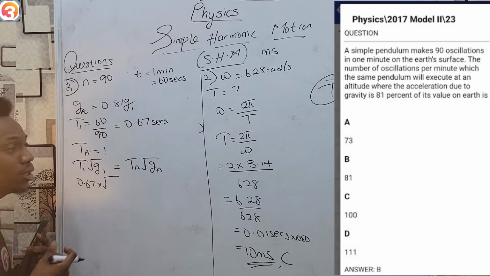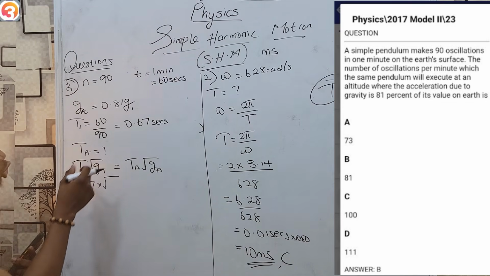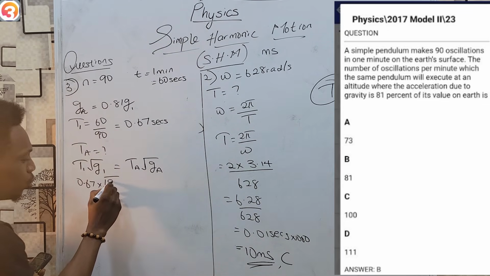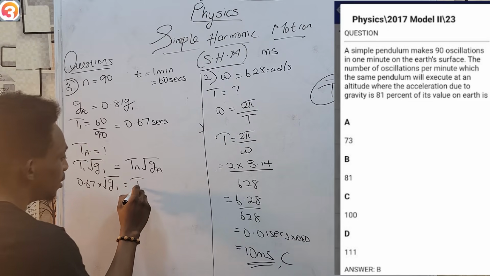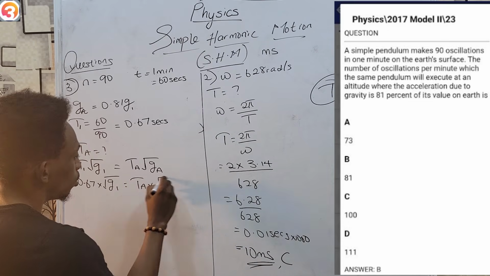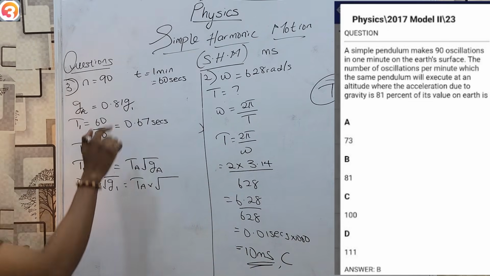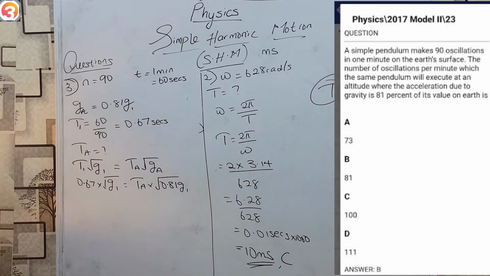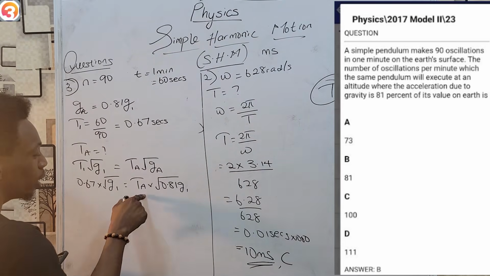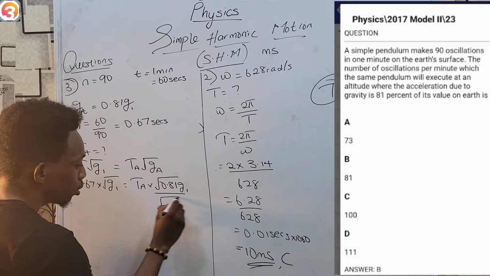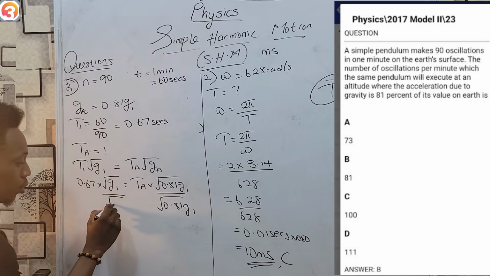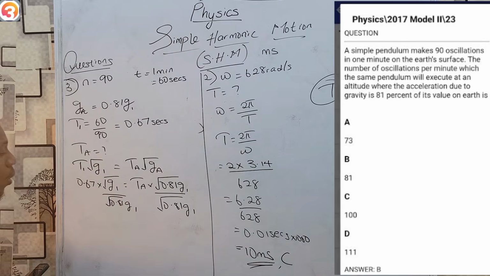So from here, my T1 is 0.67. Then my G1 is normal acceleration due to gravity. But just because I notice that I have a relationship between these two, I can leave G1 like this because I'll be having TA times square root of, instead of GA, I can put in 0.81 G1. And why did I do so? Because I know to get TA, divide both sides by square root of 0.81 G1. This cancels out.